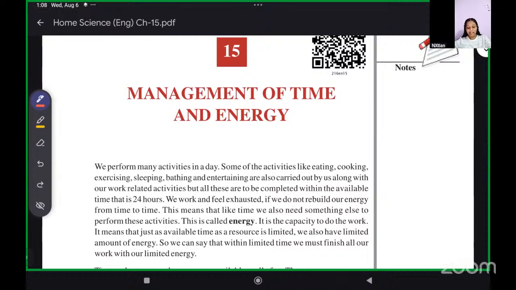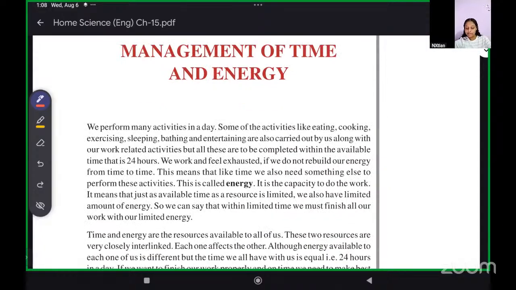It is the capacity to do the work. It means that just as available time as a resource is limited, we also have limited amount of energy. So we can say that within limited time, we must finish all our work with our limited energy.